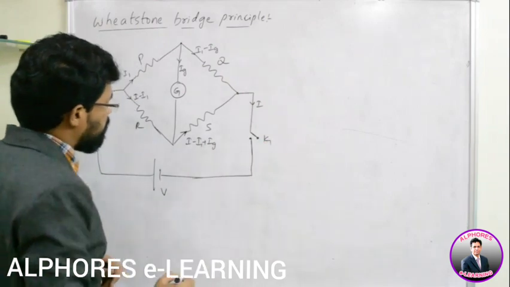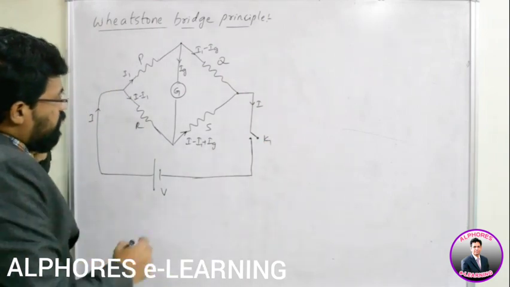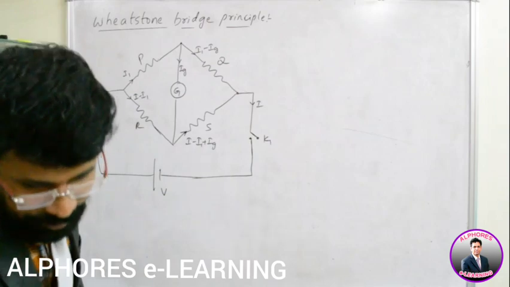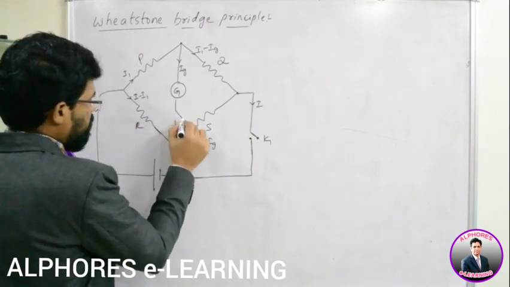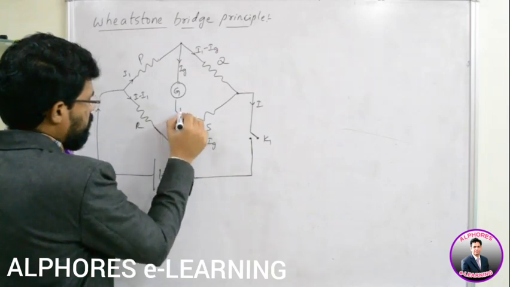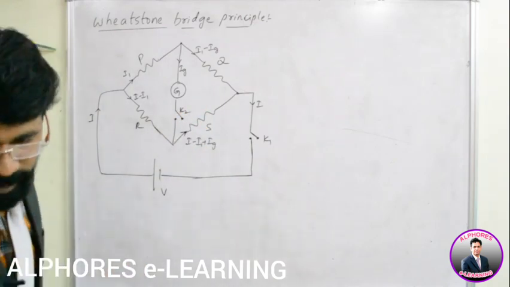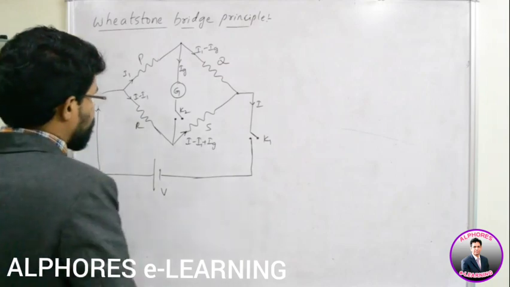Let us say this is key K1, and here you can also have one more key arrangement. That's how we set up the situation when we do the experiment related to Wheatstone's bridge. So let us say this is K2. Like that you can have two keys.